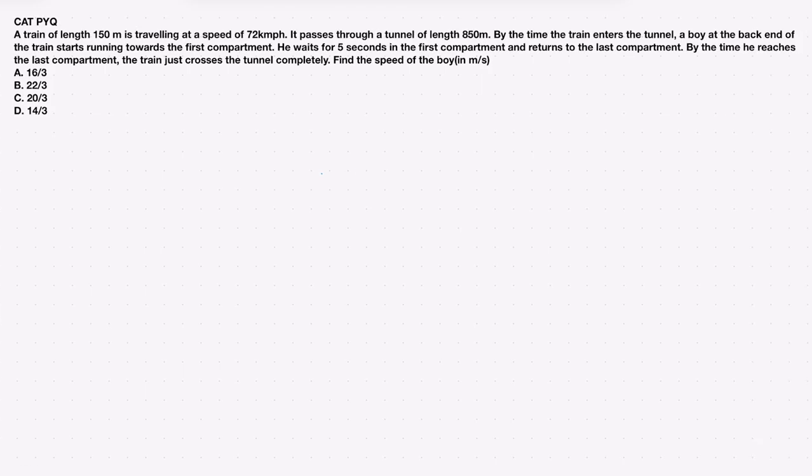A train of length 150 meters is traveling at a speed of 72 kilometers per hour. It passes through a tunnel of length 850 meters. Okay, so we have a tunnel 850 meters long. By the time the train enters the tunnel, a boy at the back end of the train starts running towards the first compartment. He waits for 5 seconds in the first compartment and returns to the last compartment. By the time he reaches the last compartment, the train just crosses the tunnel completely.